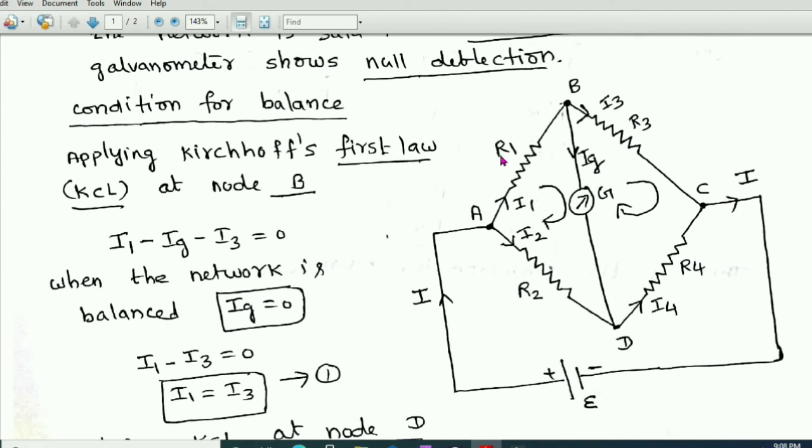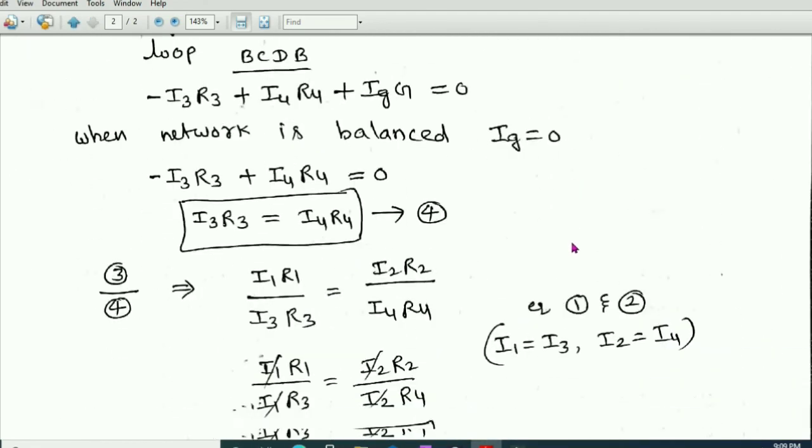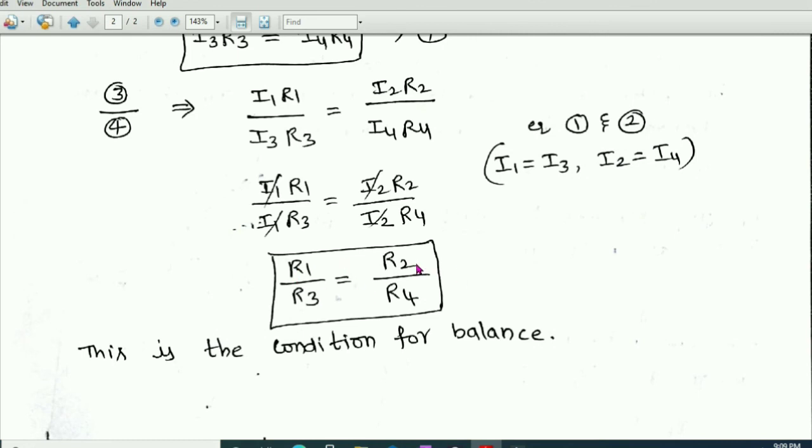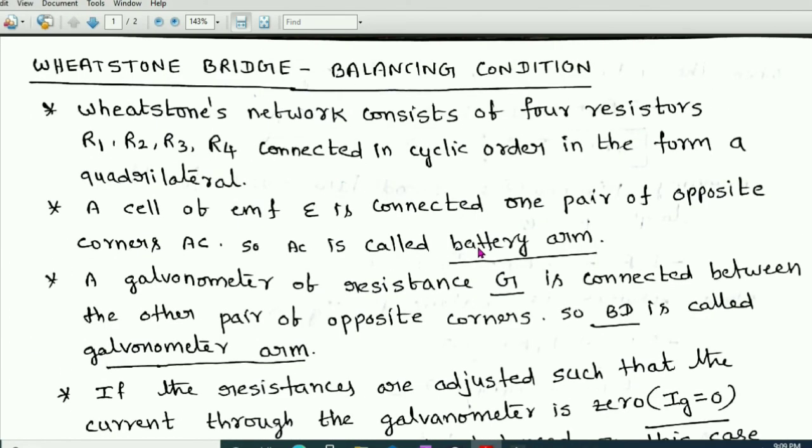For example, if R1 is equal to 2 ohms and R3 is equal to 4 ohms, then R1 by R3 becomes 2 by 4, which is 1 by 2. If R2 is equal to 3 ohms and R4 is equal to 6 ohms, 3 by 6 is also 1 by 2. If both are equal, R1 by R3 is equal to R2 by R4, then the bridge is said to be balanced. This is the balancing condition of Wheatstone's bridge. When the bridge is balanced, the current through the galvanometer is 0. This is about the Wheatstone's network and balancing condition.